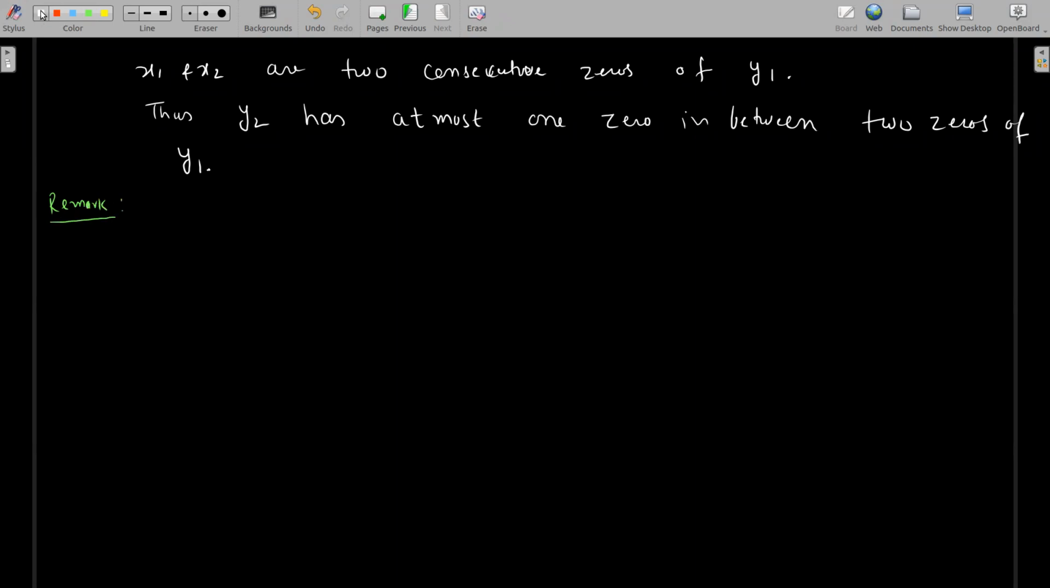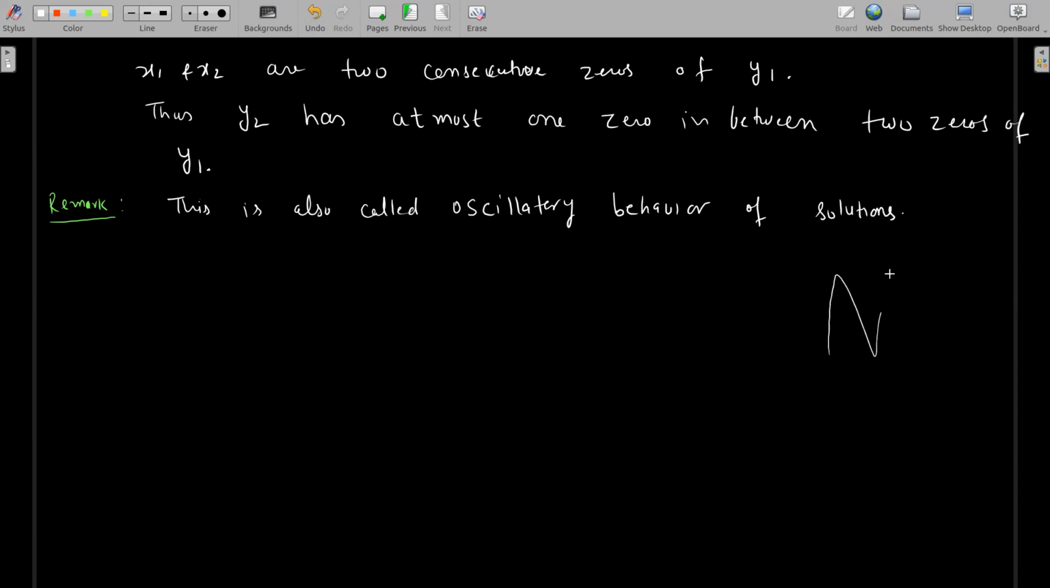और इसको हम, this behavior is also called oscillatory behavior of solutions. ठीक है, एक फंक्शन मतलब ऐसे चेंज हो रहा है, जीरोज हैं, सो वी से दैट फंक्शन हैज ऑसिलेटरी बिहेवियर. So this is remark first.